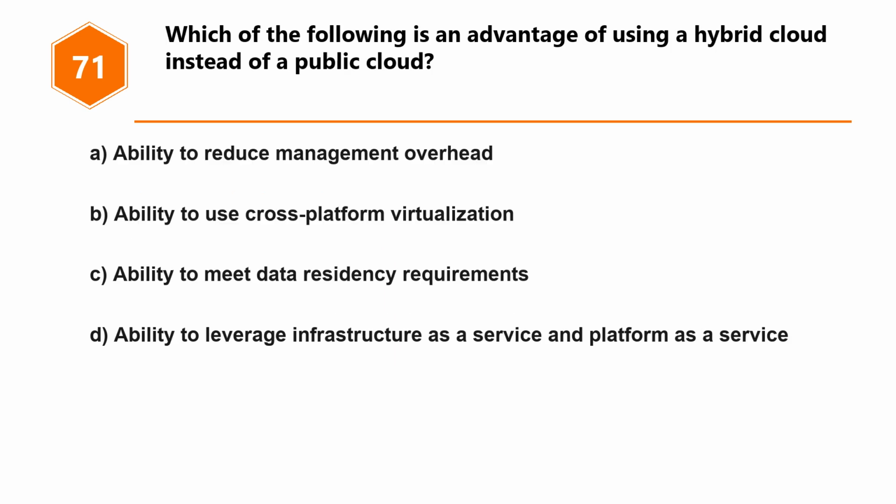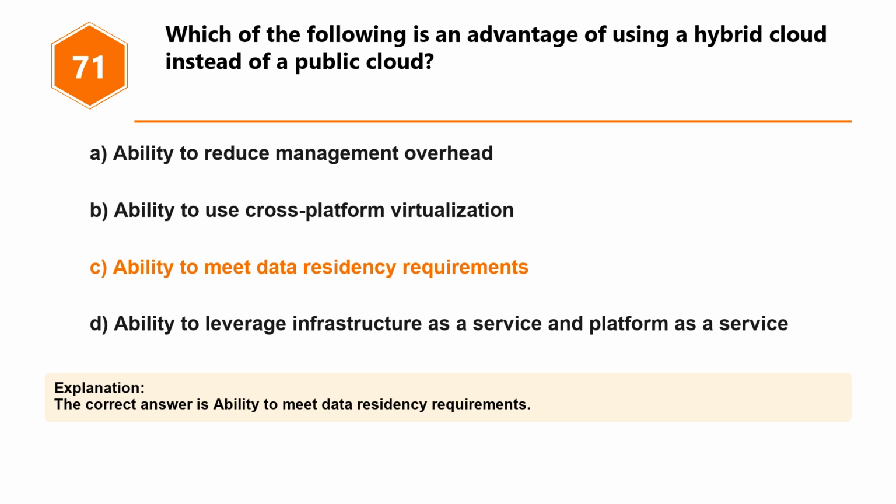Question 71. Which of the following is an advantage of using a hybrid cloud instead of a public cloud? Option A, ability to reduce management overhead. Option B, ability to use cross-platform virtualization. Option C, ability to meet data residency requirements. Option D, ability to leverage infrastructure as a service and platform as a service. The correct answer is option C, ability to meet data residency requirements.